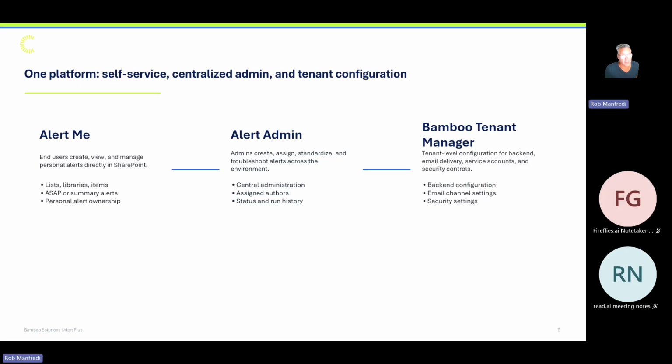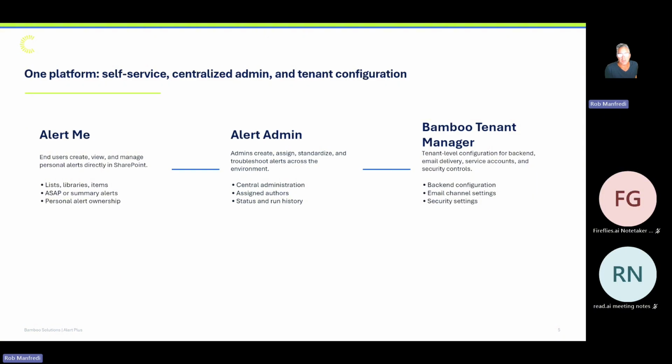The Alert Admin product works more like a web part, where admins can create, assign, standardize, and troubleshoot alerts across the environment. Standardize, that is, you can create your templates for them as well. So it's central administration. You've got assigned people that can access this and see all the alerts. And you can also take a look at the run history of the alerts and see if an item has disappeared, why an error happened, things like that.